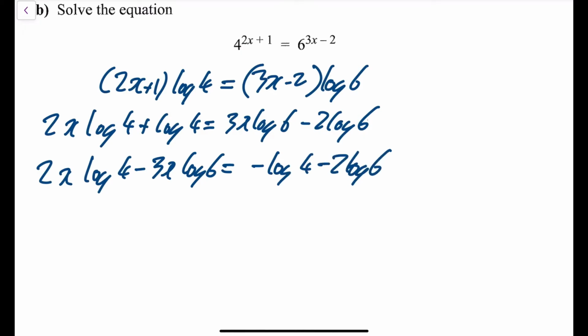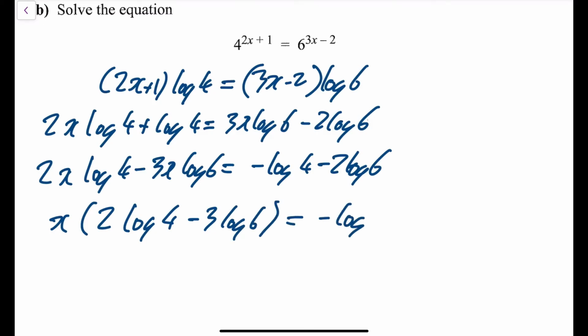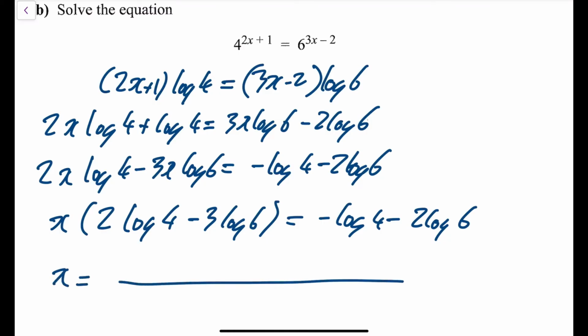And fire everything else over the other side. Then we want to factorize. So pull an x outside of brackets here. And then your last bit of ugly working out is that whole right-hand side, which was minus log 4 minus 2 log 6, gets divided by the bracket.